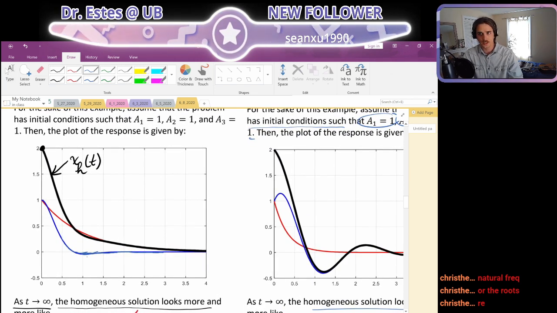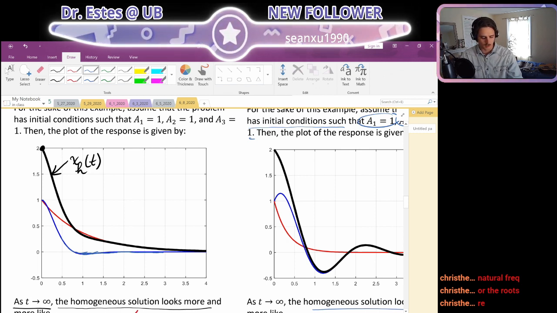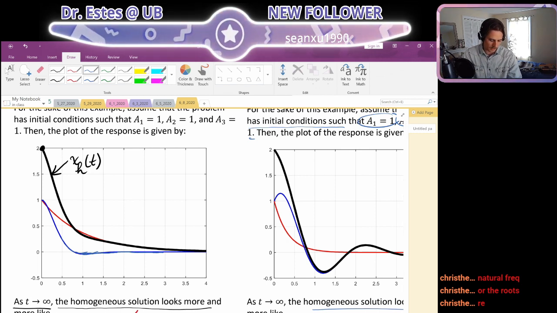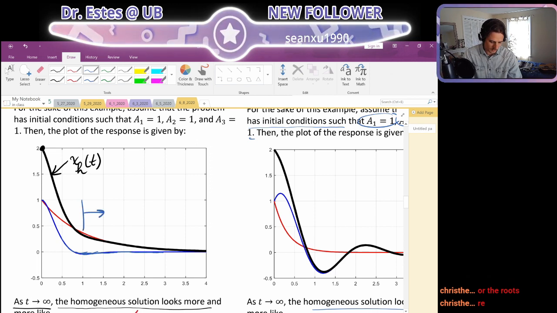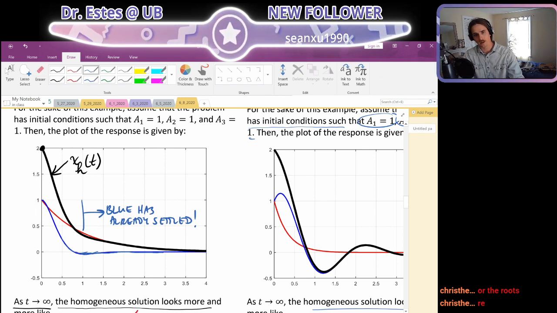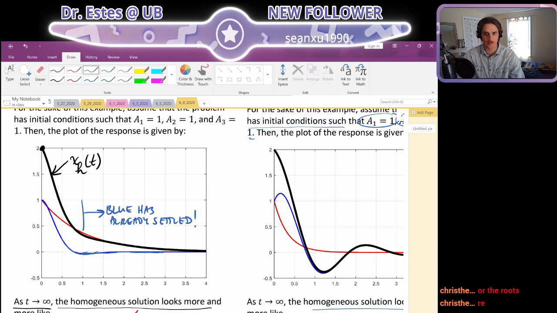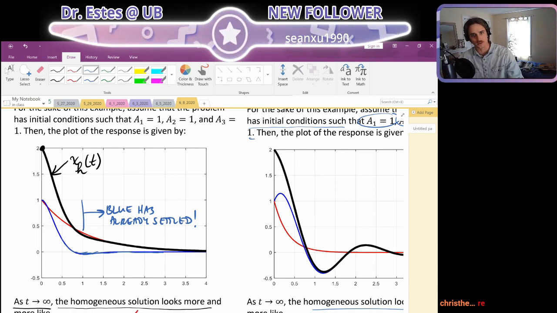The overall homogeneous solution is the summation of the blue and the red lines. So once we get to about 1 second and beyond, blue has already settled and it's at 0. So when I'm adding up the overall homogeneous solution, the blue part's just adding 0. So the red is the only thing contributing. And that's why the overall solution just looks like the red.